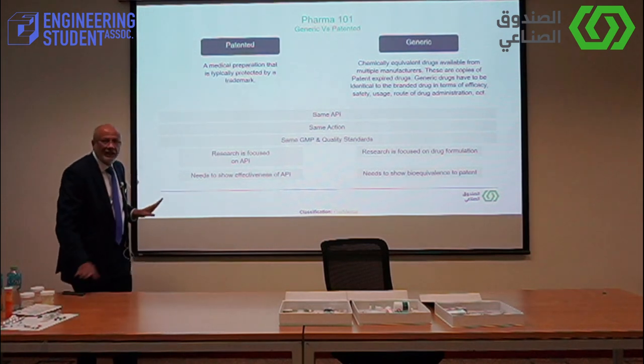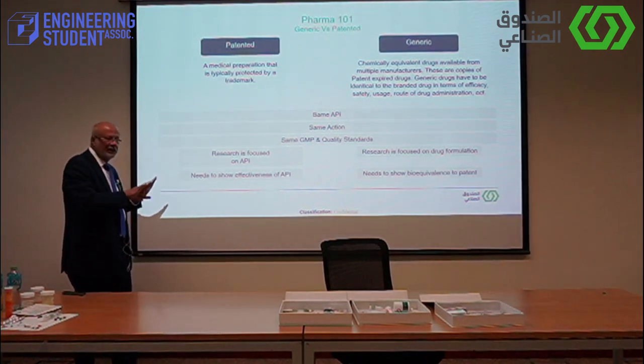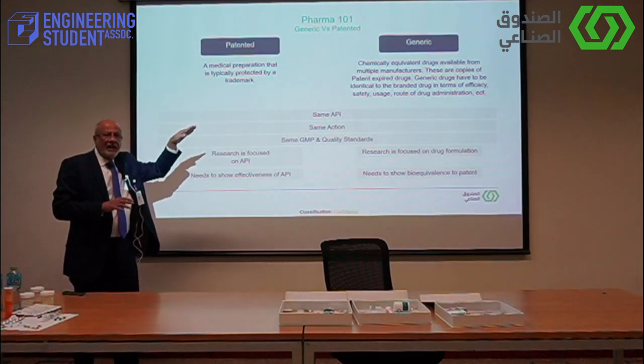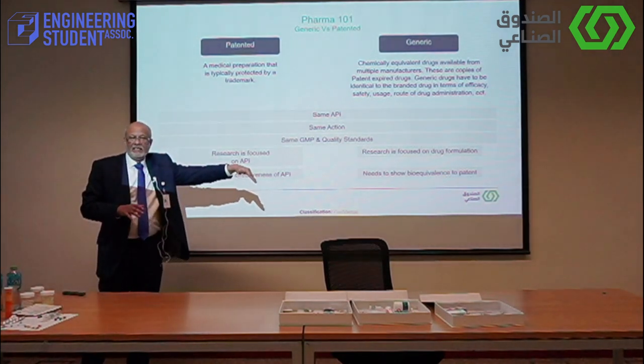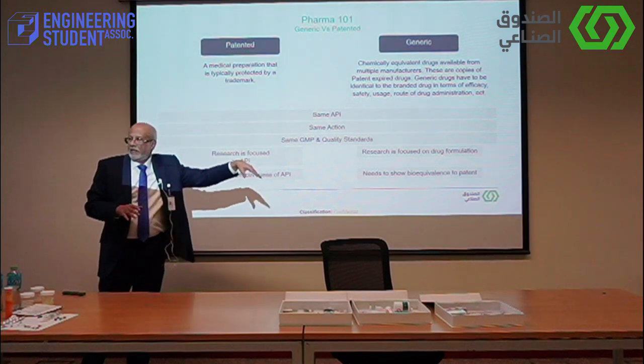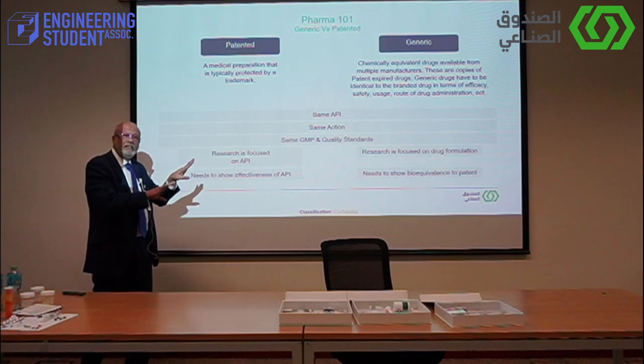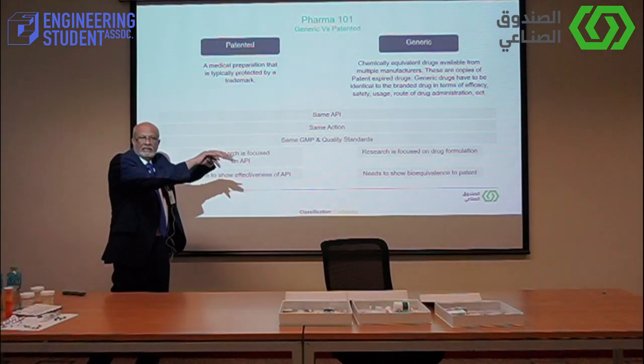For example, the effectiveness: you take the medicine now, this is the patent original, so it goes into the peak, let's say in 1.5 hours, and then it goes down, let's say in the next 4 hours or 6 hours or 12 hours, 36 hours, depending. So the generic here, they will plot the graph, and it has to go the same way.